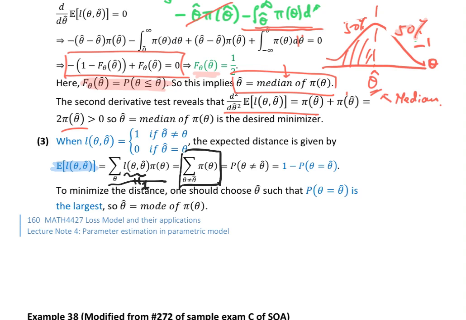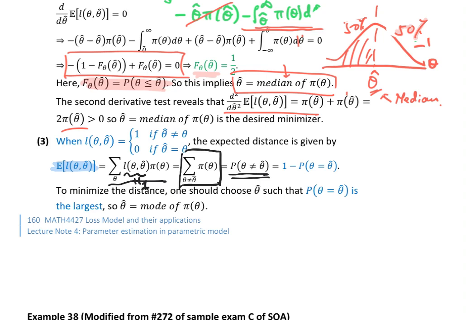If theta equals theta hat, that will be equal to 0, then that term will be gone. Now here, what is this sum? Remember, pi theta is just the PDF of theta, and then you sum over all theta not equal to theta hat. That means this is just equal to the probability that theta does not equal theta hat, right?